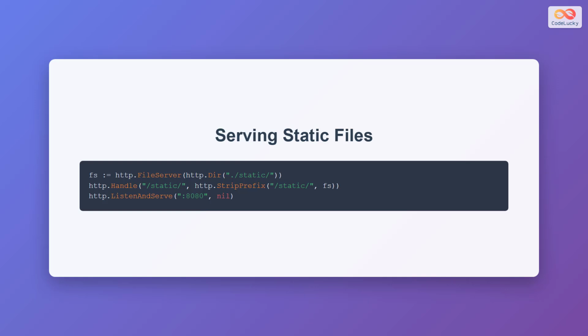To serve static files like images, style sheets, or JavaScript, you can use the http.FileServer and http.StripPrefix functions. First, http.FileServer is used to create a file server that serves files from the ./static directory. Then, http.StripPrefix is used to remove the /static/ prefix from the request URL before passing it to the file server. Finally, http.Handle registers the handler for the /static/ path.